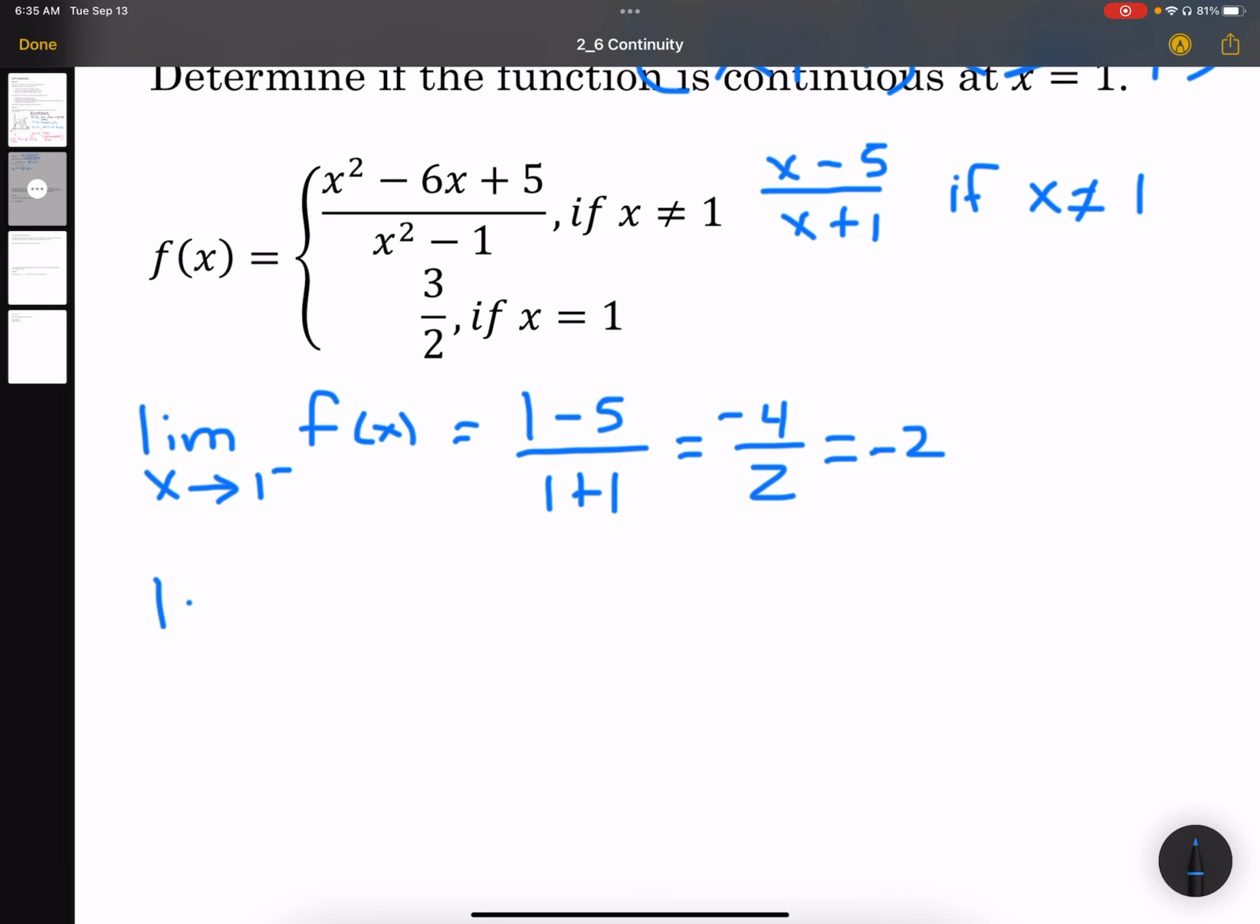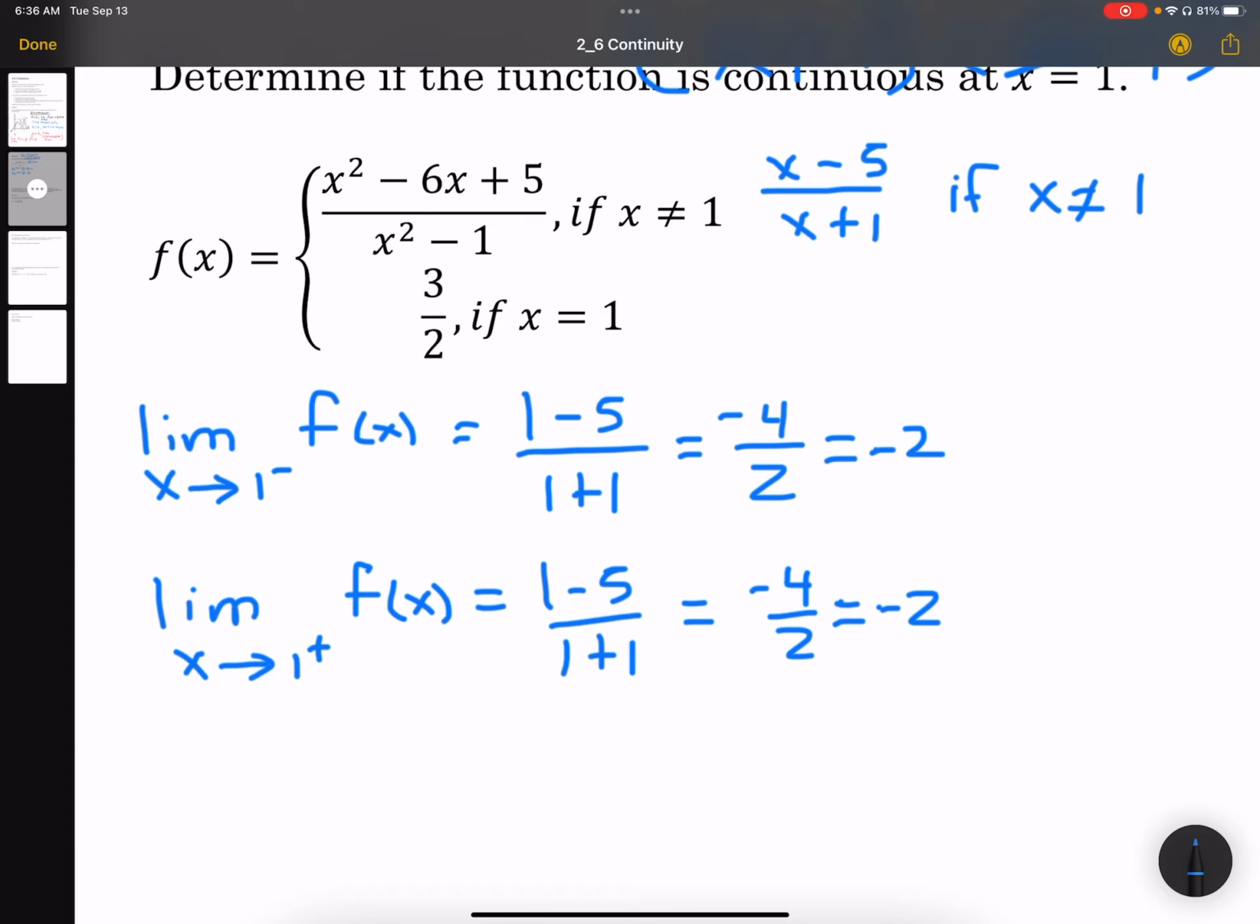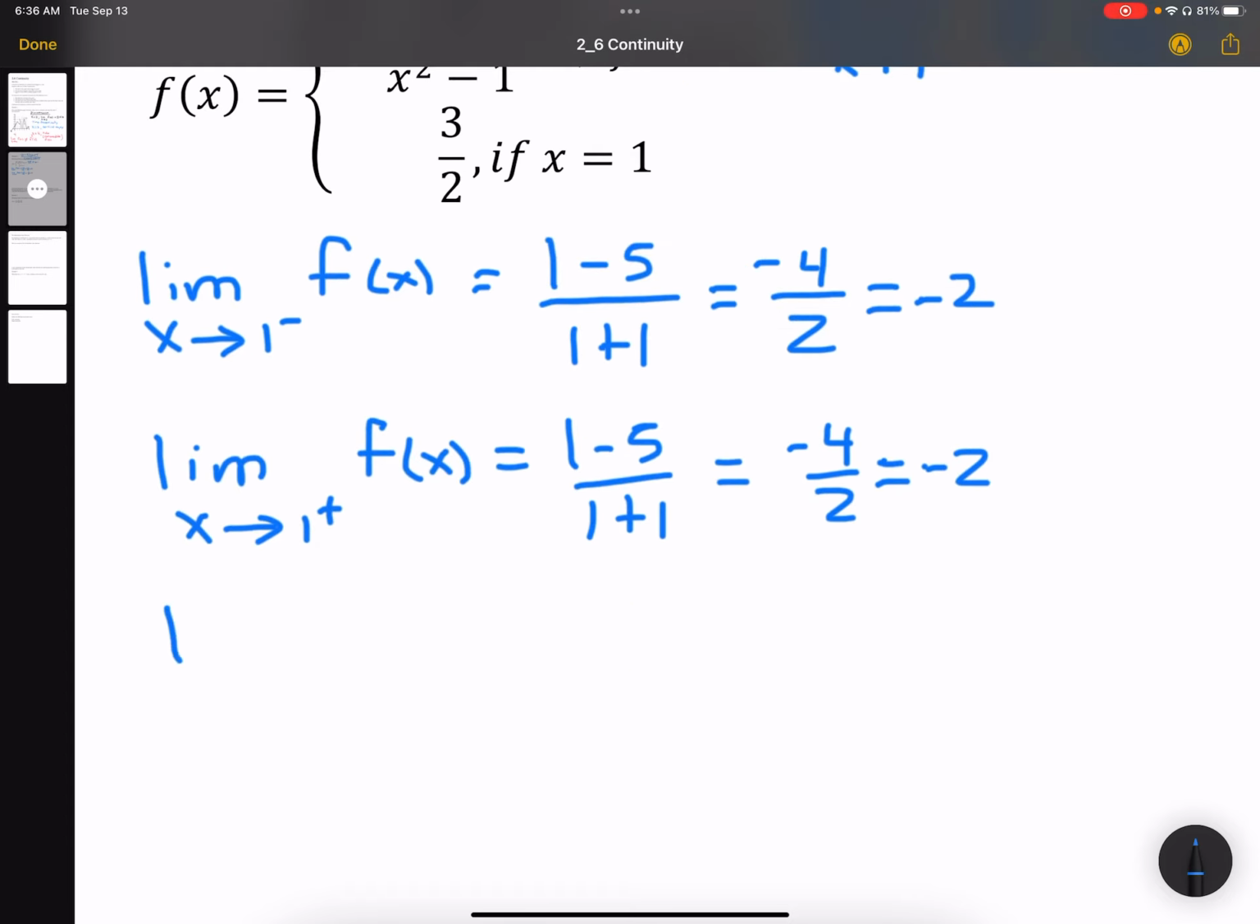And then the limit as we approach 1 from the right is going to be the same thing, because if we're approaching 1 from the right, like 1.01, that's still not exactly equal to 1. So we can still use the upper function. So we're going to get 1 minus 5 divided by 1 plus 1, which is still negative 4 divided by 2, which equals negative 2. So what we know is that, because the left limit and the right limit are the same, the limit as we approach 1 is equal to negative 2.